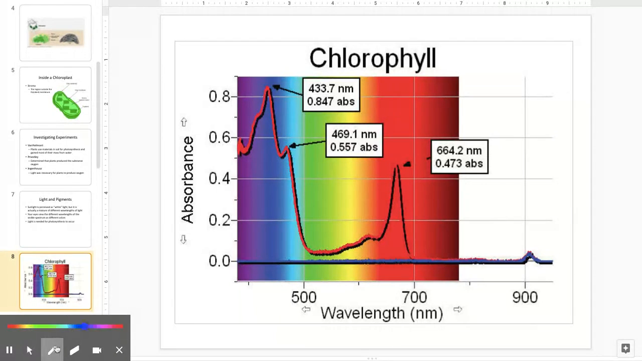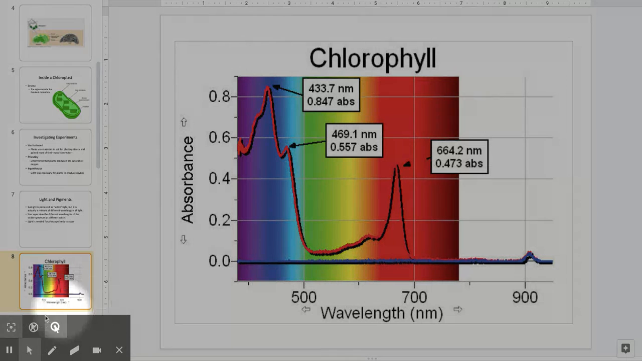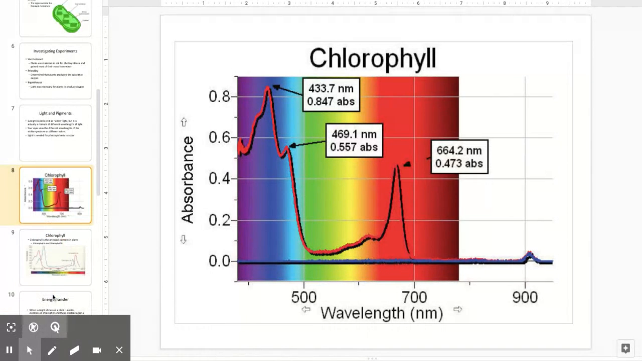The key and important part is that plants don't absorb this green light. Instead, it is reflected back, and that's why plants appear green. That's why anything appears a specific color. It's because that color is not being absorbed, it's being reflected. So again, it's not being absorbed, it's being reflected.